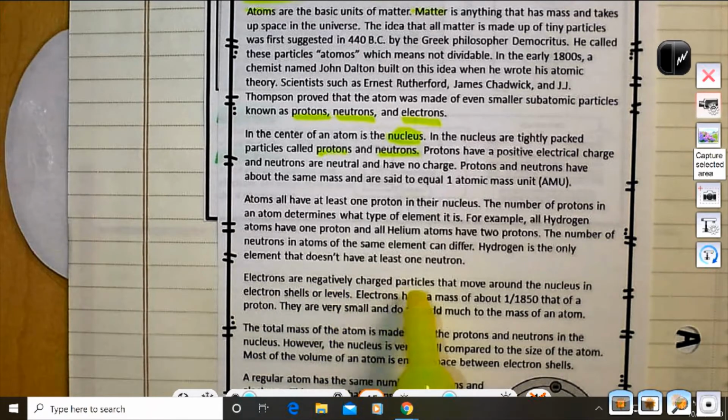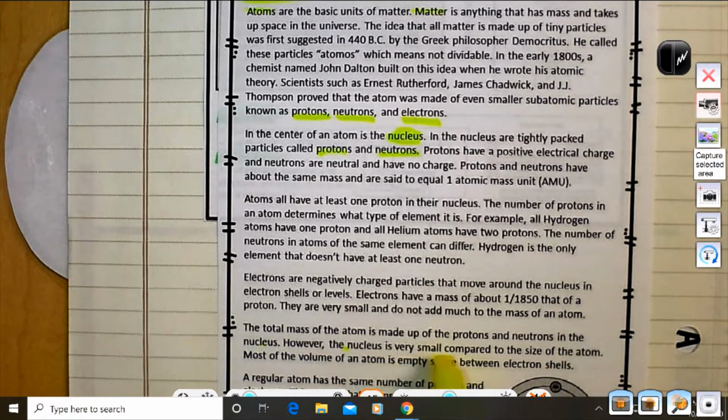Electrons are negatively charged particles that move around the nucleus in electron shells or levels or clouds. Electrons have a mass about 1,850th that of a proton, so we just don't even weigh them. They're so very small and do not add much weight to the mass of the atom. The total mass of the atom is made up of the protons and neutrons in the nucleus.